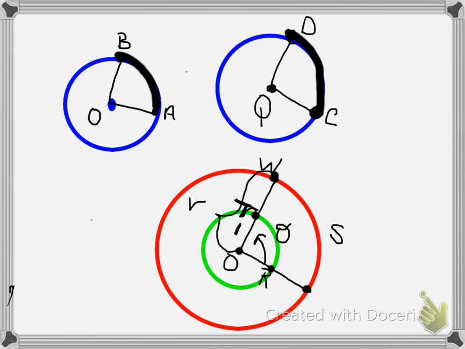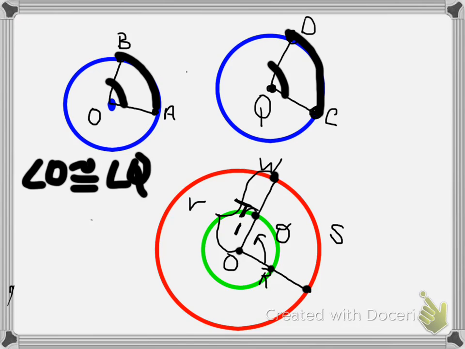And I want to talk to you about the relationship between these two. I am going to say that this angle is congruent to that angle. They're the same opening, even though that one's bigger than the other, they're the same radian measure. So I'm going to say angle O is congruent to angle Q. So they are congruent, and what that allows me to do is I'm able to set up a proportion between these two blue circles.